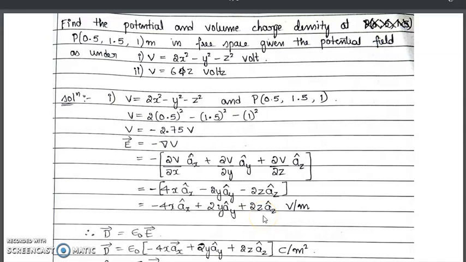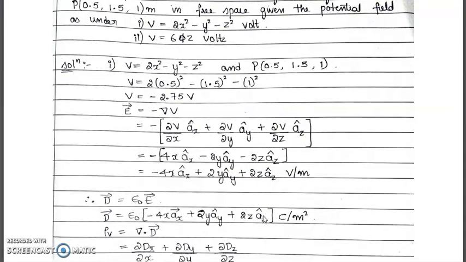Now we have to find the volume charge density. We have to find D, because using Maxwell's equation we can obtain the volume charge density. Maxwell's equation is rho V = ∇ · D. So D we have to obtain, and D can be obtained using the relation D = epsilon naught into E. So D can be written as epsilon naught into (−4x ax plus 2y ay plus 2z az).